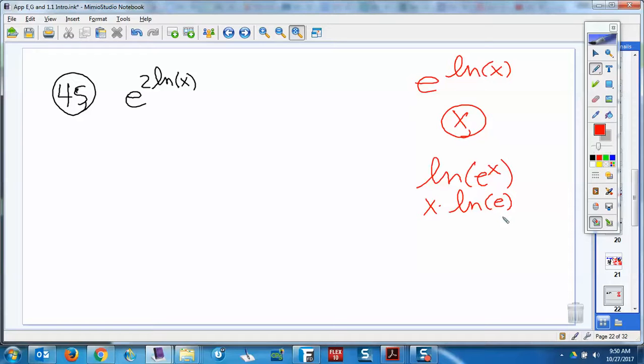ln 1 is 0, and ln e is 1. Okay, so ln e is 1, so this is just x. So ln e to the x is just x, e to the ln x is just x. They're inverse functions, they undo each other.